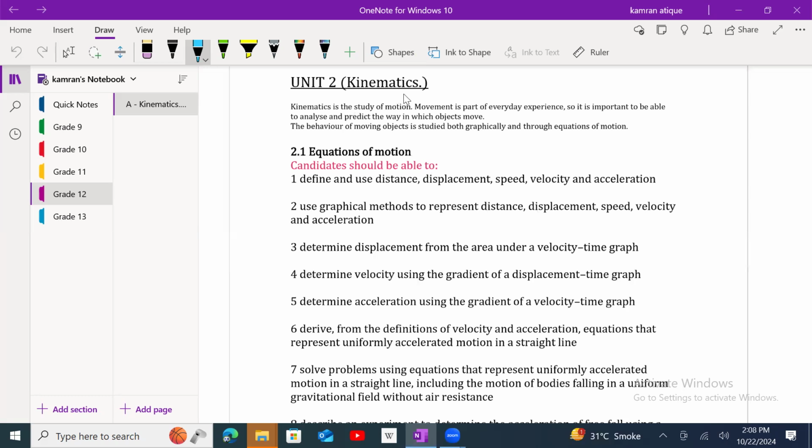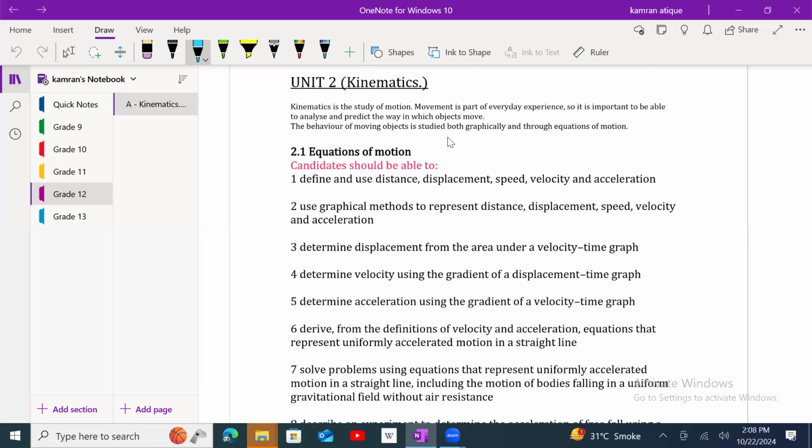This is our Unit 2 of Kinematics of the syllabus course 9702 of Physics. It falls in the syllabus of both AS and A1, whatever is applicable. Let's start this chapter of kinematics today. As you can see on the screen, kinematics is the study of motion, the study of movement. Movement is part of everyday experience, so it is important to be able to analyze and predict the way in which objects move. We are going to study the behavior of moving objects, both graphically and through the equations of motion too.